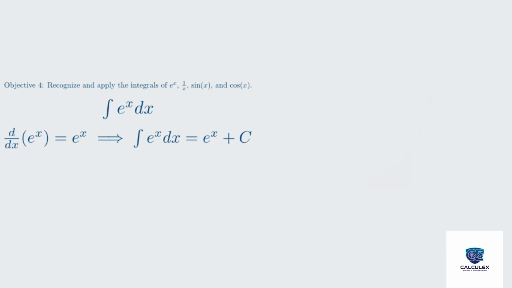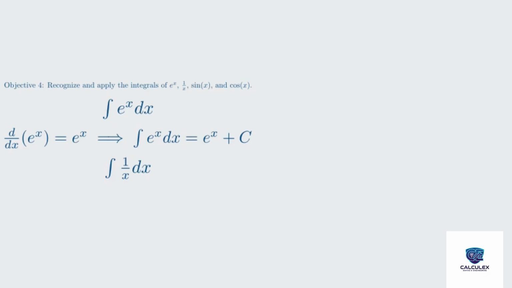Next up is the integral of 1 over x. At first glance, you might be tempted to use the power rule. If you rewrite this as the integral of x to the negative 1, the power rule would tell you to add 1 to the exponent to get x to the 0 and then divide by 0, and we can't divide by 0. So the power rule fails here. This is a special case.